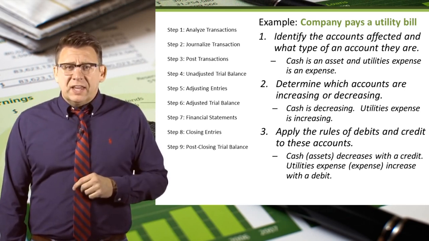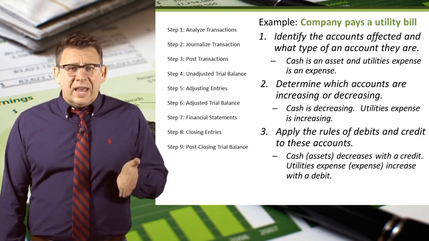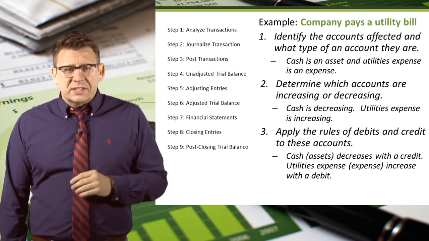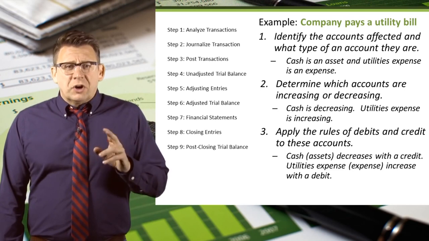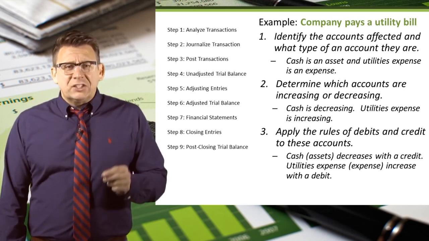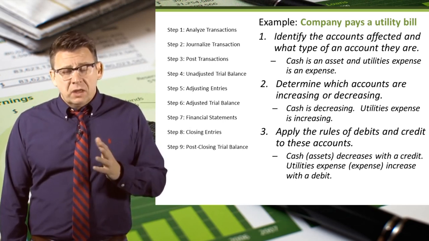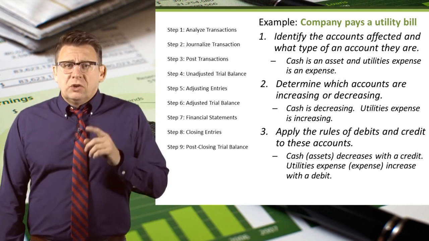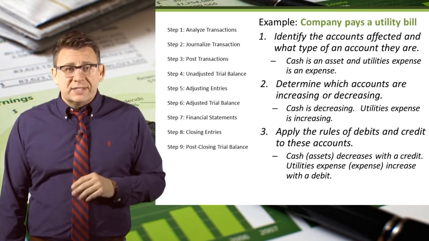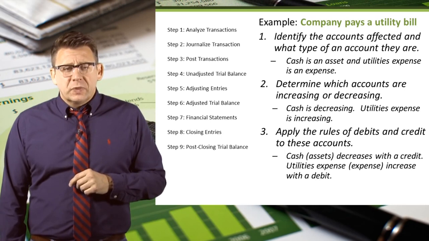Part one is identify the accounts affected and what type of account they are. The accounts are cash, an asset account, and utilities expense, an expense account. Part two is determine which accounts are increasing or decreasing. Cash is decreasing because we have less cash after paying this bill than we had before. Utilities expense is increasing because we've incurred more expense after this transaction than we did before.